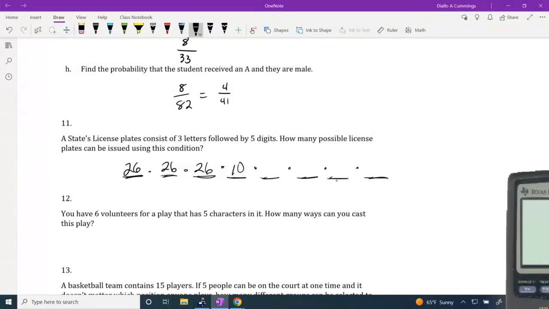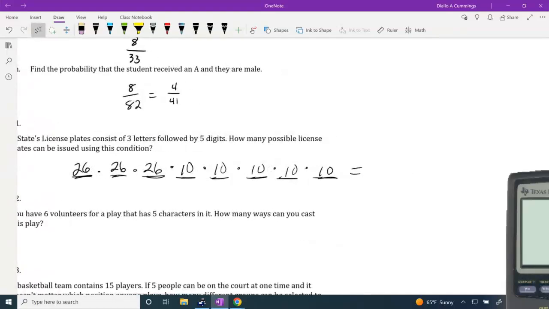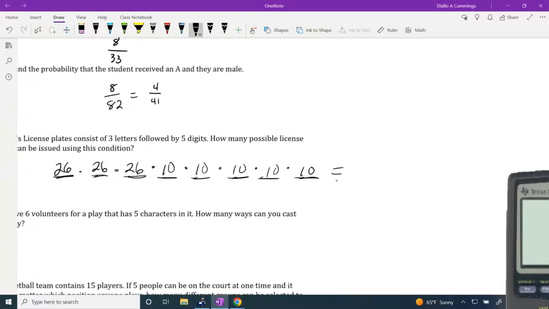All right, so we have 10 choices for all 5 digits. So I'm going to write this in exponential notation. So this can be written as 26 to the 3rd power times 10 to the 5th.